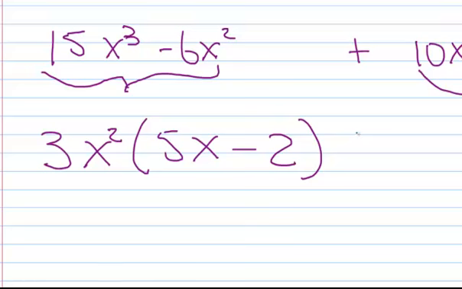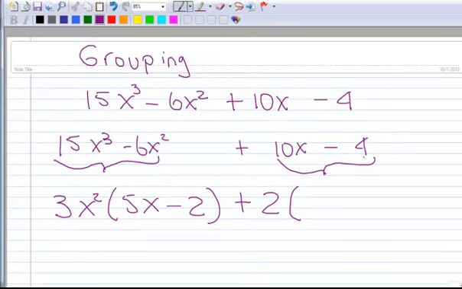Let's take a look at the second little group here. So I have a 10x and a 4. The greatest common factor is a 2. And that's all I can take out because this last term doesn't have any x's. So when I figure out what I have left here, 10 divided by 2 is 5. And I still have that x because I didn't factor any x's out. And then 4 divided by 2 is 2.